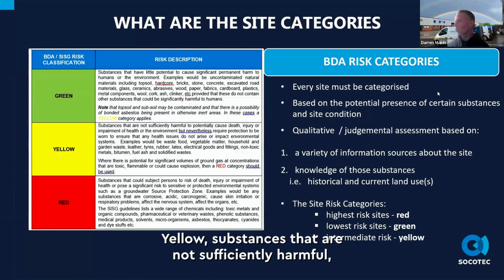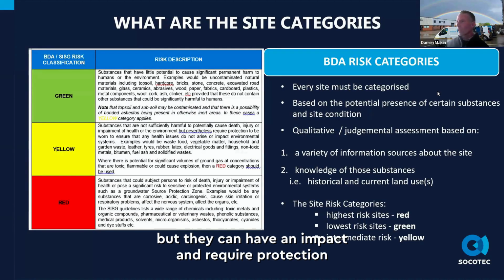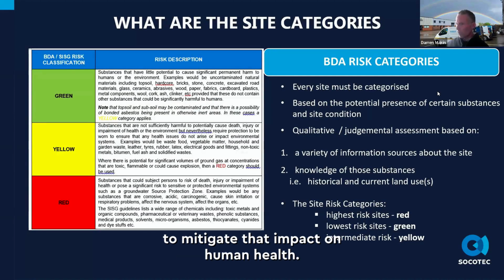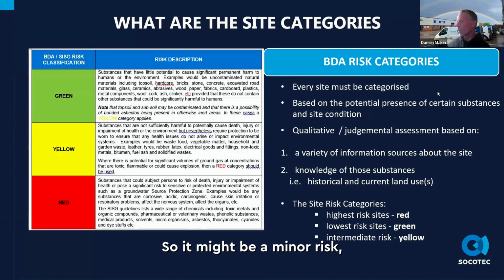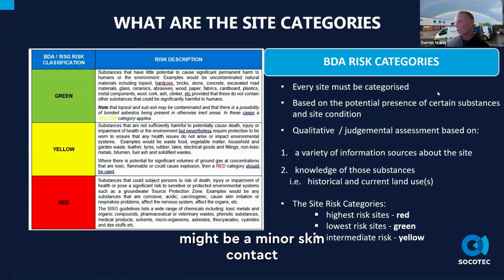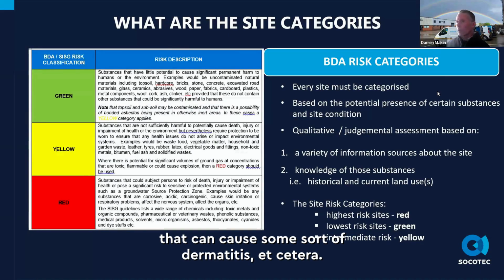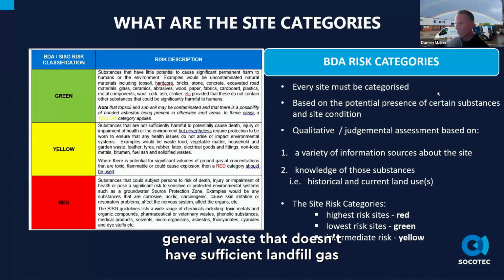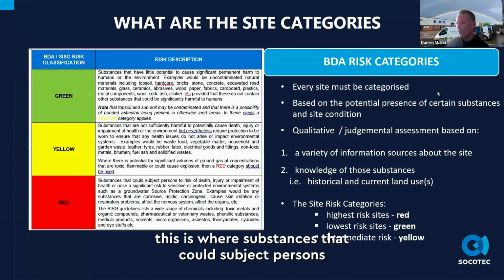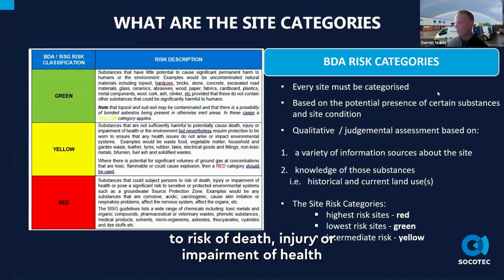Yellow is substances that are not sufficiently harmful, but can have an impact and require protection to mitigate that impact on human health. So it might be a minor risk, such as minor skin contact that can cause some sort of dermatitis, etc. That will probably be a yellow site. Examples would be waste with vegetable matter, general waste that doesn't have significant landfill gas in it, non-toxic metals, and so on. But then you get your red sites. This is where substances could subject persons to risk of death, injury, or impairment of health, or pose a significant risk to environmental systems such as groundwater, etc.